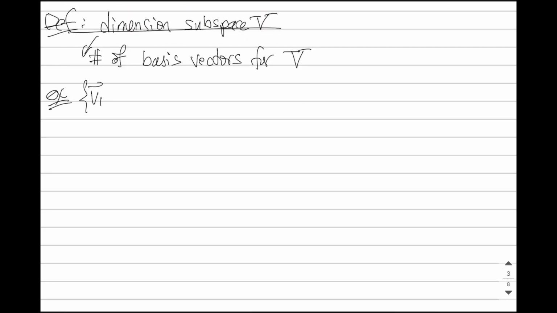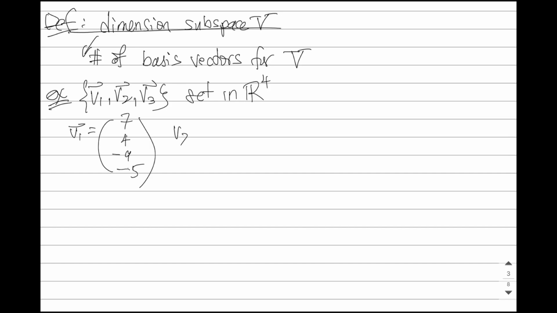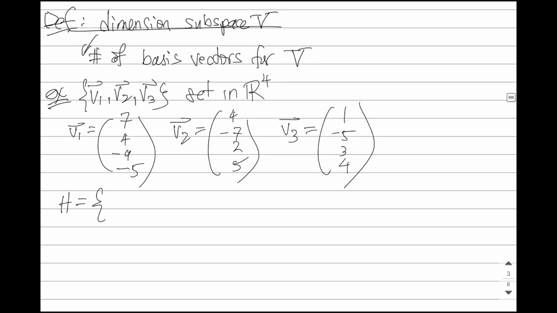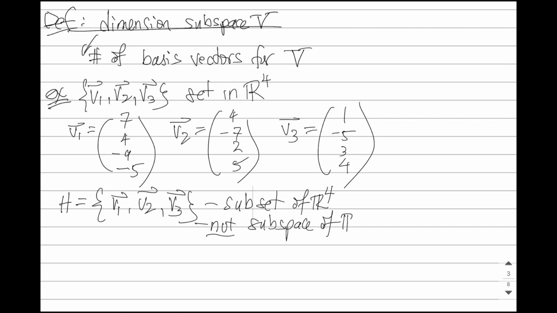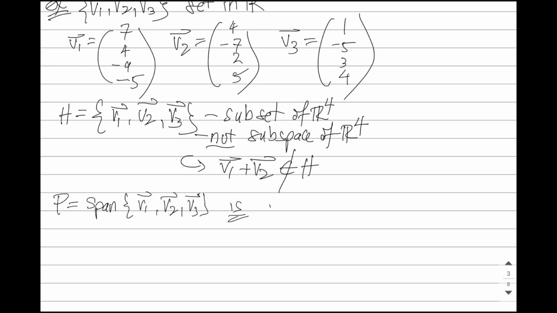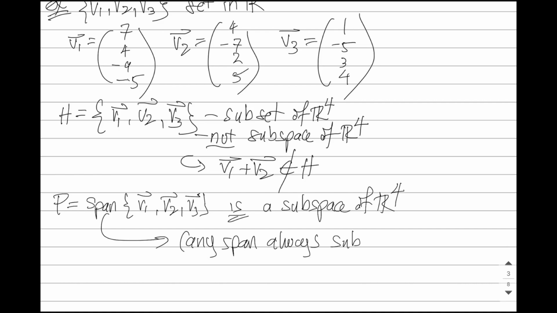So let's say I have V1, V2, and V3, and this is a set in R4. Each one of them has 4 entries. Now, if I say that H is just this set, this is a subset of R4, but it is not a subspace of R4. Because if I were to go V1 plus V2, that vector would not be in the set H. The first two components, 7 plus 4, would give me 11. I don't have any vectors with an 11 component. But if I say that P is the span of those 3 vectors, then this is a subspace of R4. Any span is always a subspace. Anytime you create something via span, it will always be a subspace.